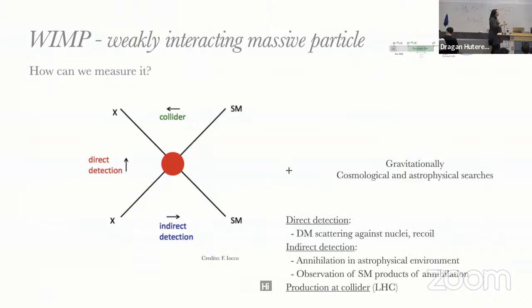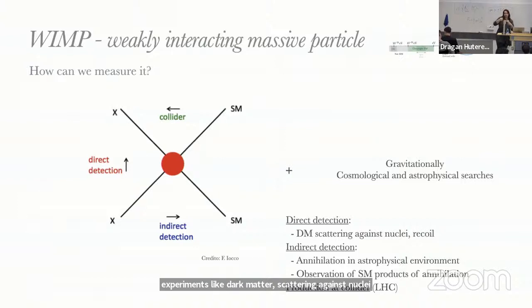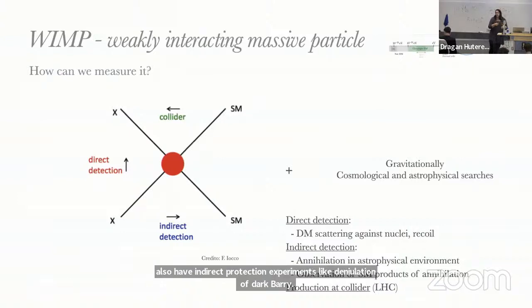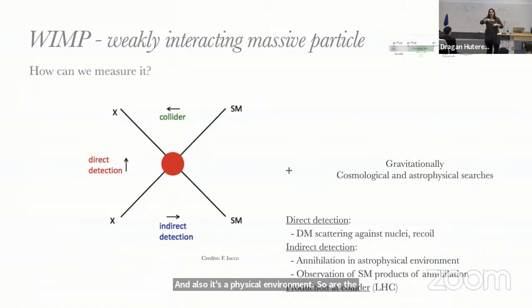With direct detection, usually we have experiments like dark matter scattering against nuclei. So you have those recoil experiments. Dark matter hits the gas that you have in the experiment, and then you measure the recoil of the gas. You also have indirect detection experiments, like the annihilation of dark matter in a supercritical environment, or the products of this annihilation. So dark matter could produce an electron positron, and then you measure this electron positron, or it can decay into photons, and you can measure this.